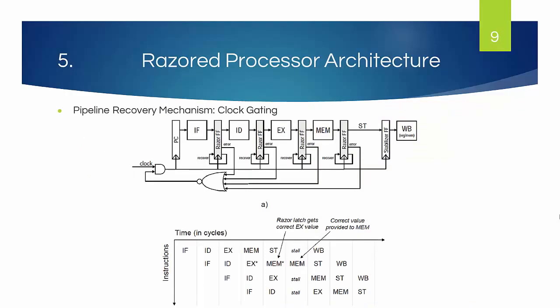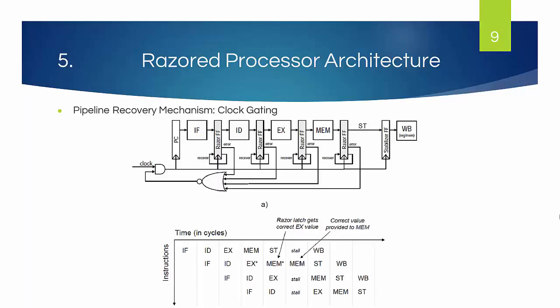In the architecture, the pipeline recovery mechanism is very important because it guarantees that any process failures will not propagate to register and memory state with an incorrect value.